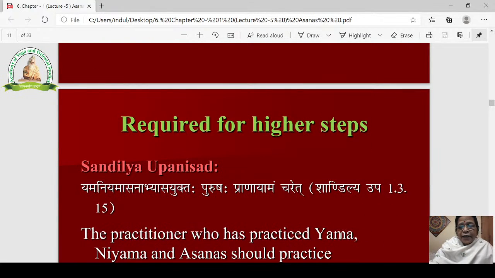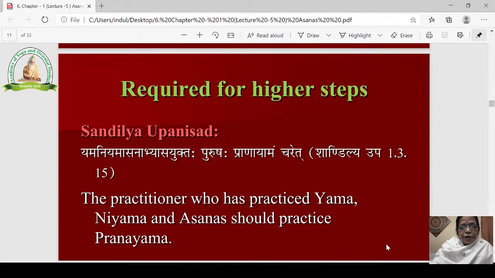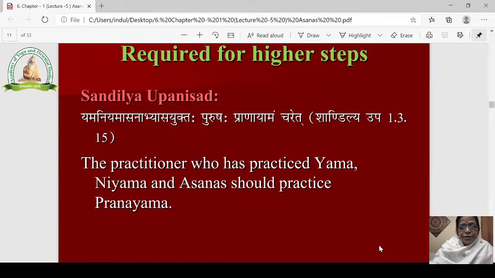Then again Sandilya Upanishad says, Yama niyama asana abhyasa yuktaha purusaha pranayamam charet. That means the practitioner who has practiced Yama, Niyama and Asana should practice pranayama. First he should practice Yama, then Niyama, and then Asanas. The person who is associated with all these practices should practice pranayama, not before that. A person who has not practiced yama, niyama and asana should not practice pranayama.